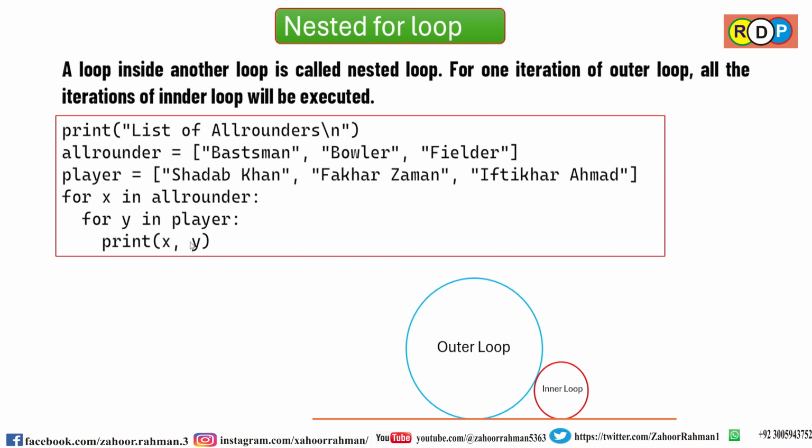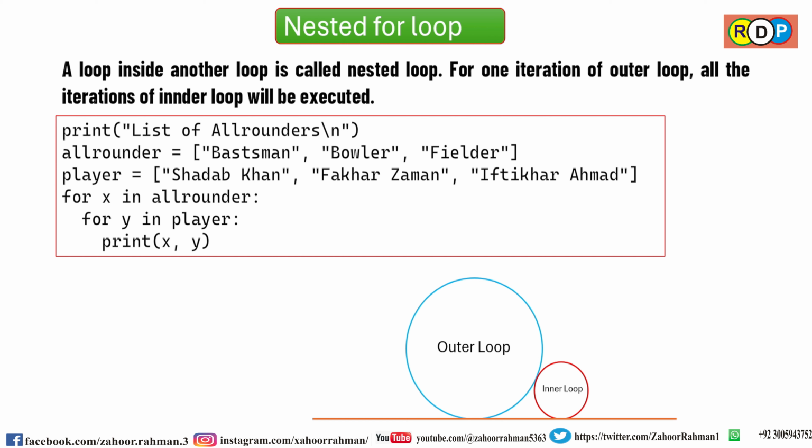X will be fielder and Y will be Shadab Khan. X will be fielder and Y will be Fakhr Zaman. X will be fielder and Y will be Iftikhar Ahmed. When all the values of the inner loop are processed for all the values of the outer loop, it will get out of the loop sequence and will perform the next available statement.